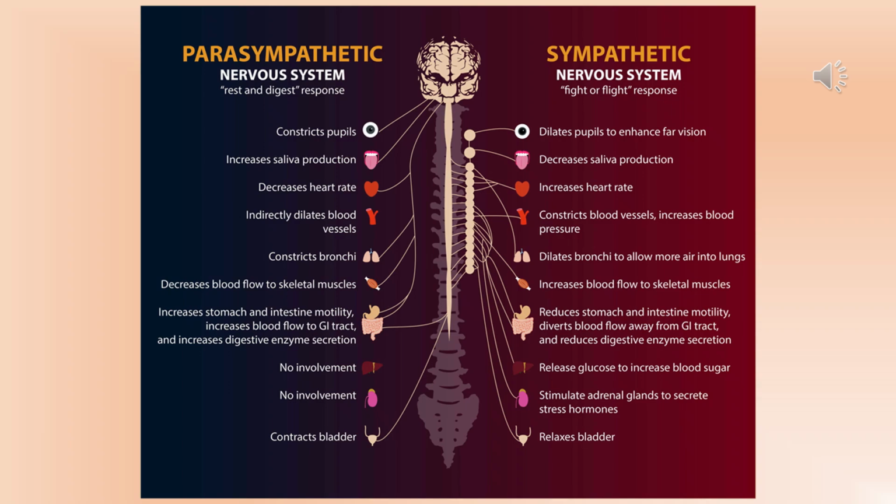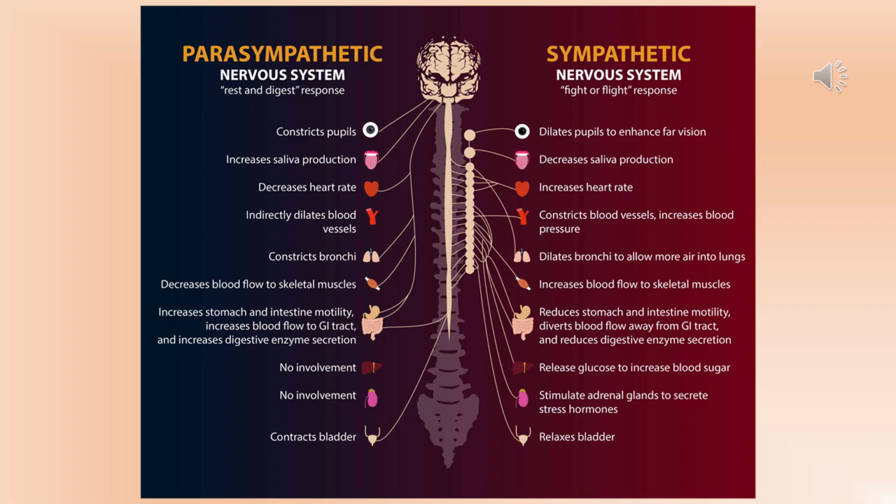So we are resting and relaxing. There's no reason for our blood pressure to be high. That's why we dilate the blood vessels to bring the blood pressure down. There's no reason for the heart rate to be high. We're relaxing. There's no reason for the bronchi to be dilated. We don't need to breathe that much air while we're just kicking back and relaxing.